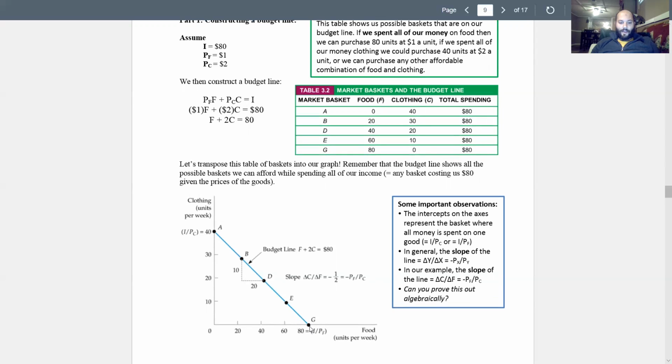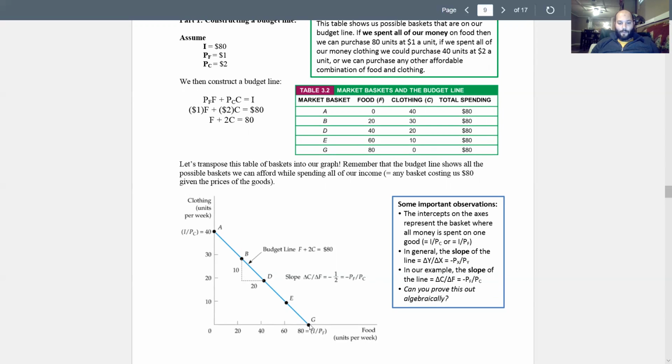This intercept, our x-intercept, is going to be we buy 0 clothing and spend all of our money on food. How much food can we buy? The price of food is 1. We have $80, so we can buy 80 of them, I over PF.